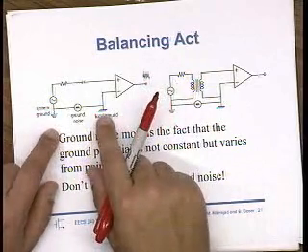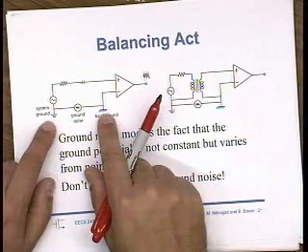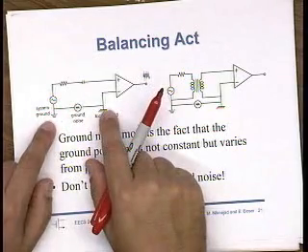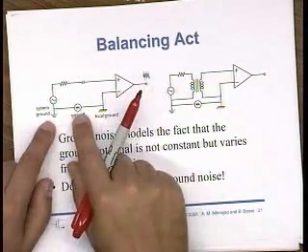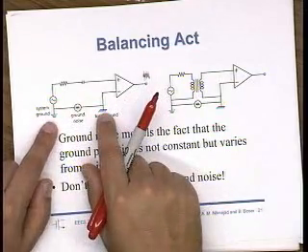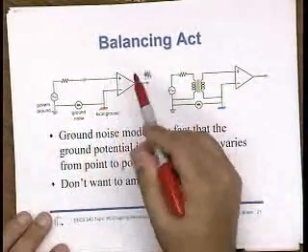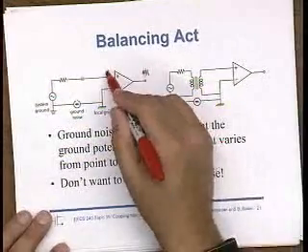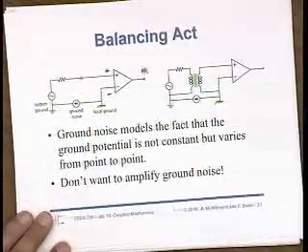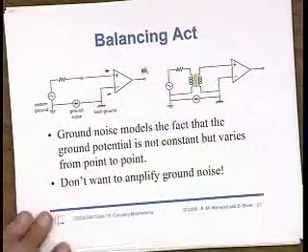And one way to model that is to draw two different ground symbols to distinguish the fact that ground here is not the same as ground here. There's actually a noise voltage between them. This noise voltage is the induced currents that are flowing in your ground loops that are producing noise. Okay? So now we can see that in this amplifier, the input voltage between here is not just our source voltage, but in series with it, we've got noise. So whatever ground noise we pick up is amplified by this amplifier.